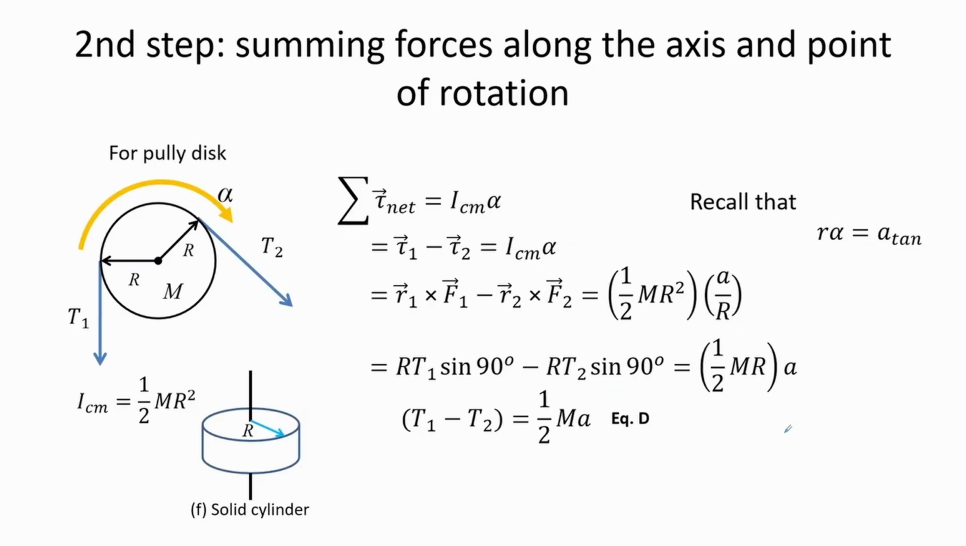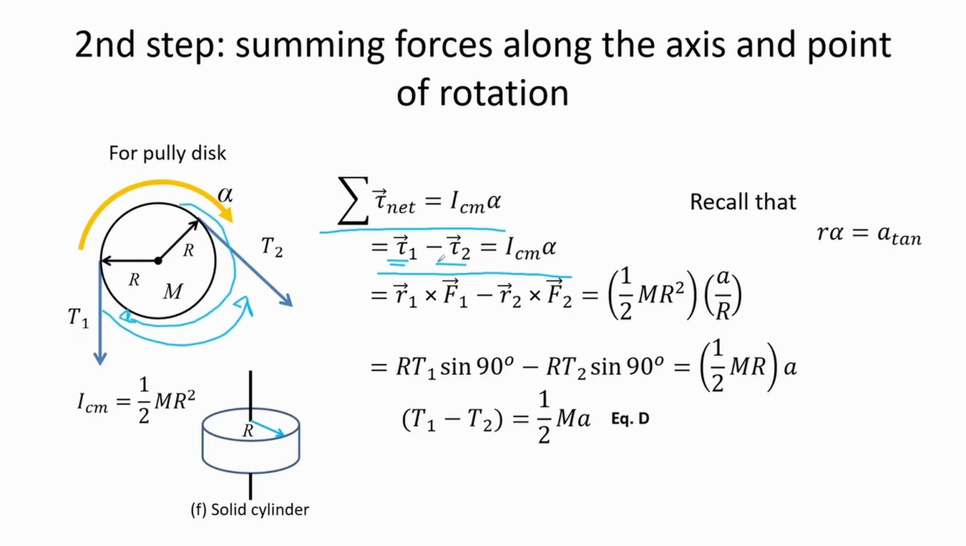For the pulley system, we use the sum of torques, or net torque, which is equal to the moment of inertia times angular acceleration. So we have two forces and we examine which one causes the rotation clockwise and counterclockwise. Tension 1 can cause the disc to rotate counterclockwise, so it has a positive sign. Tension 2 can cause the pulley to rotate clockwise, so it has a negative sign to indicate its direction of motion.